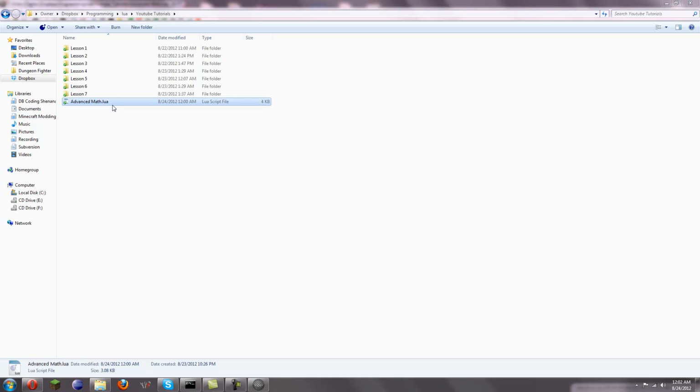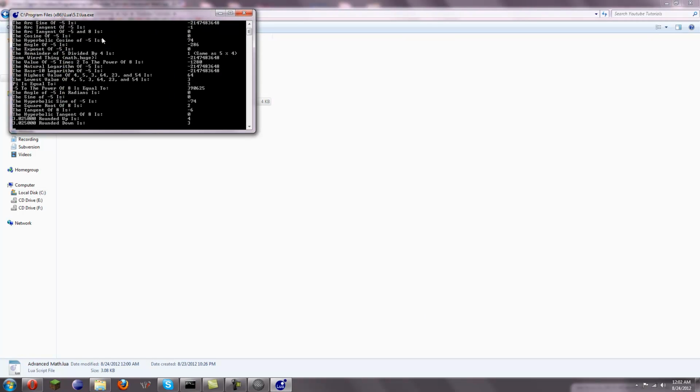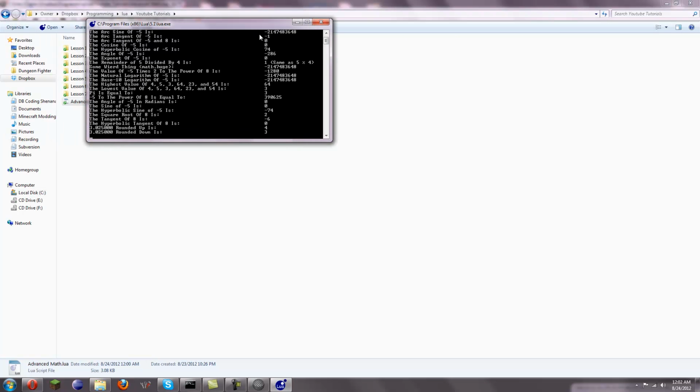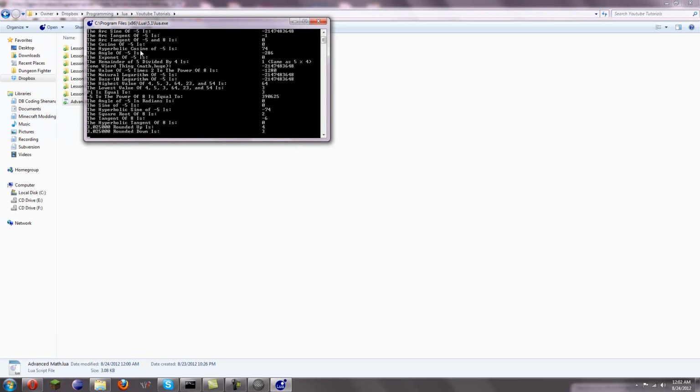So, if we go ahead and run this program that I just spent about an hour creating, it says the arc sine of -5 is negative that number. The arc tangent of -5 is -1, the arc tangent of -5 and 8 is 0. Now keep in mind, I have not taken trigonometry yet, so I have no idea what any of this stuff means. All I know is how to use the function.